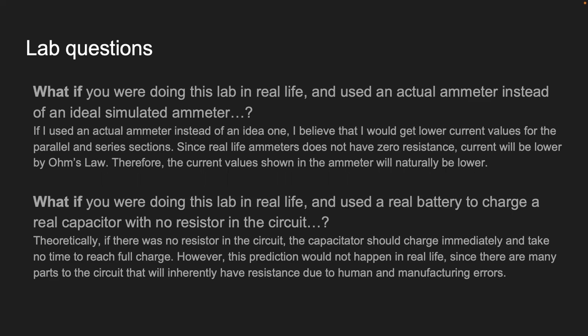For the second what-if question, theoretically, if there was no resistor in the circuit, the capacitor should charge immediately and take no time to reach full charge. However, this prediction would not happen in real life since there are many parts of the circuit that will inherently have resistance due to human manufacturing errors.